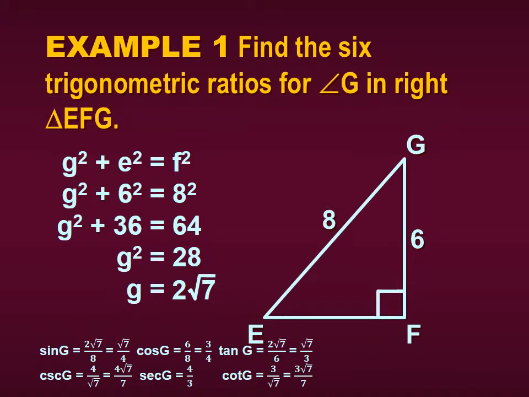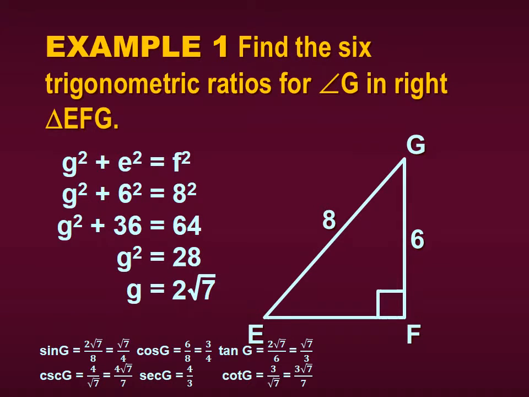Now let's look for cosecant. Remember, cosecant is the reciprocal of sine. So if sine is the square root of 7 over 4, we can just flip that to find our cosecant, which means cosecant is 4 over the square root of 7. Now we want to rationalize that by multiplying the numerator and the denominator by the square root of 7, which gives us 4 square roots of 7 over 7. Next, let's look at secant. Secant is the reciprocal of cosine, and since cosine was 3 over 4, secant will be 4 over 3.